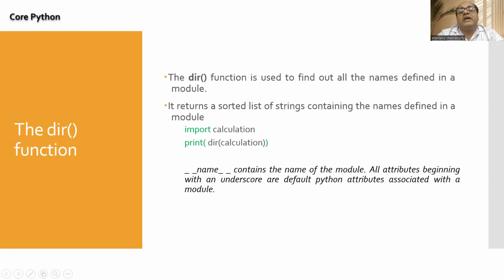Now we use the dir function. The dir function is used to find out all the names that are defined within a given module. Suppose you have defined various names within a given module, if you use the dir function, it will give you all the names contained within the module. The attribute should begin with underscore underscore name. That is a default Python attribute associated with a module.